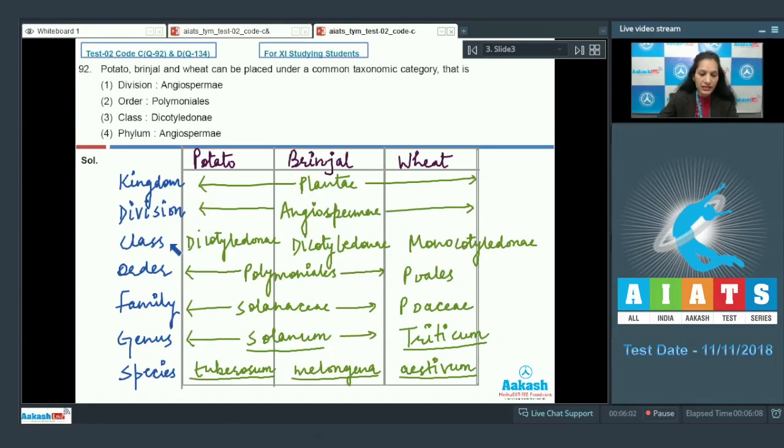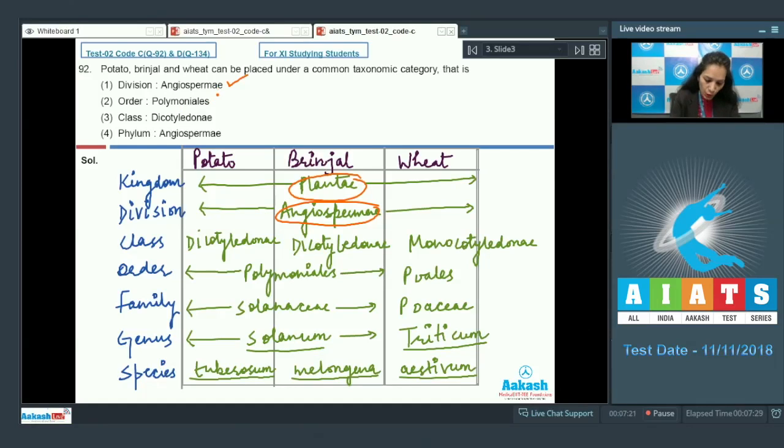You can see here that all the categories such as class, order, family, genus and species, these are not common among the potato, brinjal and wheat. But kingdom and division are common among potato, brinjal and wheat. So Plantae and Angiospermae are common. Now move to the question. Division Angiospermae. Yes, it is the common category in which potato, brinjal and wheat can be placed together.